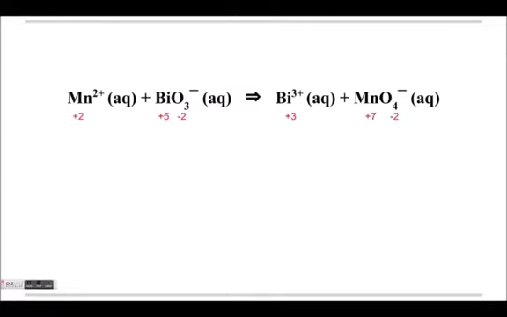If you did not get this, that's okay. I'm going to explain how to do it. First, look at Mn. It has a charge of +2, and since the oxidation state of a monatomic ion is equal to its charge, the oxidation state of this ion is going to be +2.